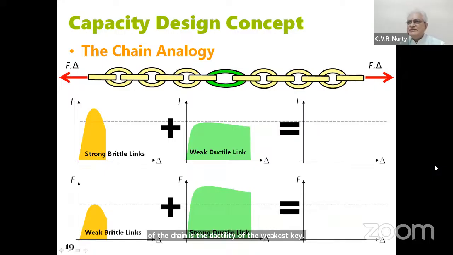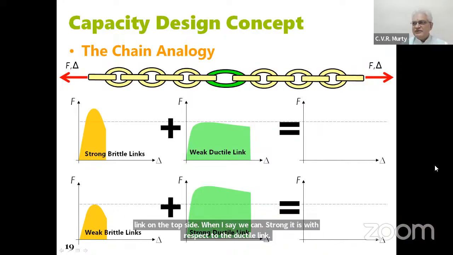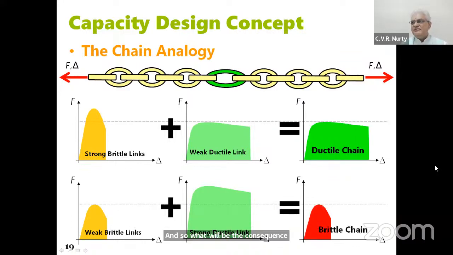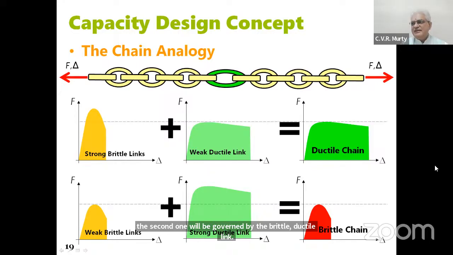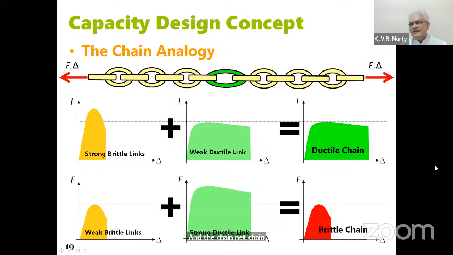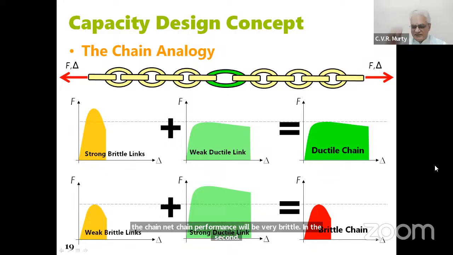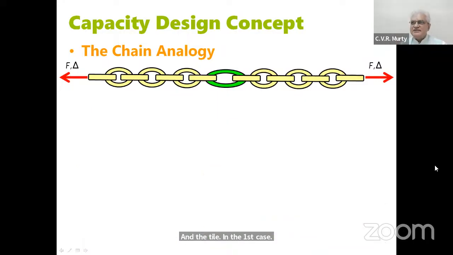Now let's look at a case here. I have two examples. I have a weak brittle link on the bottom side and a strong brittle link on the top side. When I say weak and strong, it is with respect to the ductile link. And so what will be the consequence? The first one will be governed by the weak ductile link, and the second one will be governed by the brittle link. And the net chain performance will be very brittle in the second case and ductile in the first case. So then the concern is, how do we design it?